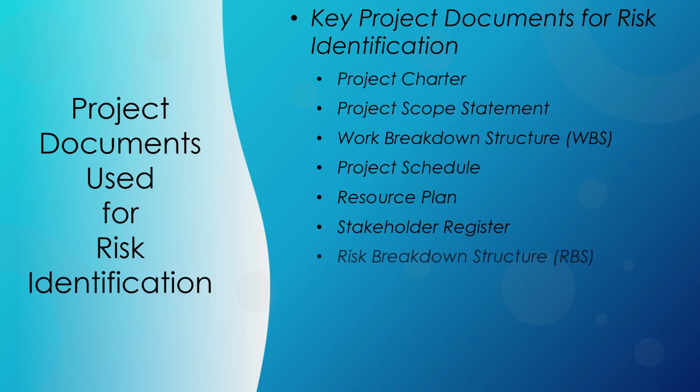The risk breakdown structure, RBS, is a hierarchical framework that categorizes and organizes risks. It provides a structured approach to identifying and analyzing risks. By reviewing the RBS, project managers can ensure comprehensive risk identification across various risk categories.